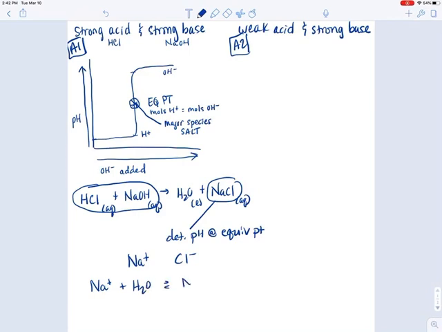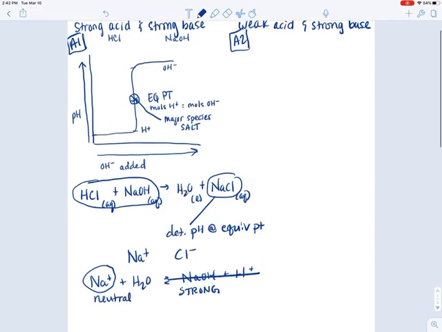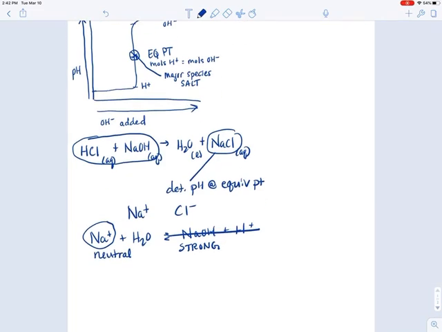If you get something strong, like sodium hydroxide, then we reason that this is not going to happen. Strong species don't form, they completely dissociate, and so we're really just left with sodium ions that don't generate hydroxide or hydronium, and therefore are neutral. Same thing with chloride ions.